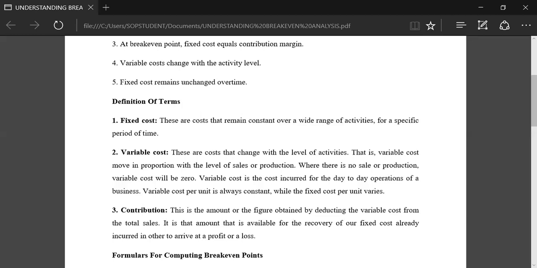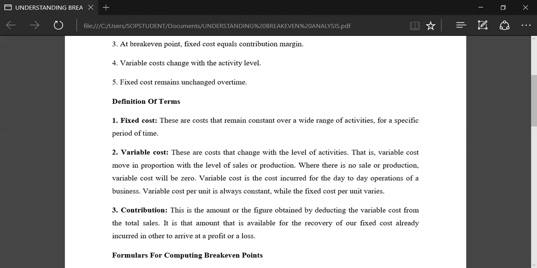So while variable cost per unit is always constant, the fixed cost per unit varies. The reason why variable cost per unit is constant is because there is a particular amount that is incurred for 1 unit of production. However, the fixed cost is constant. And so to determine the fixed cost per unit, you need to divide by the level of production or the quantity, the volume of production, which varies over time.